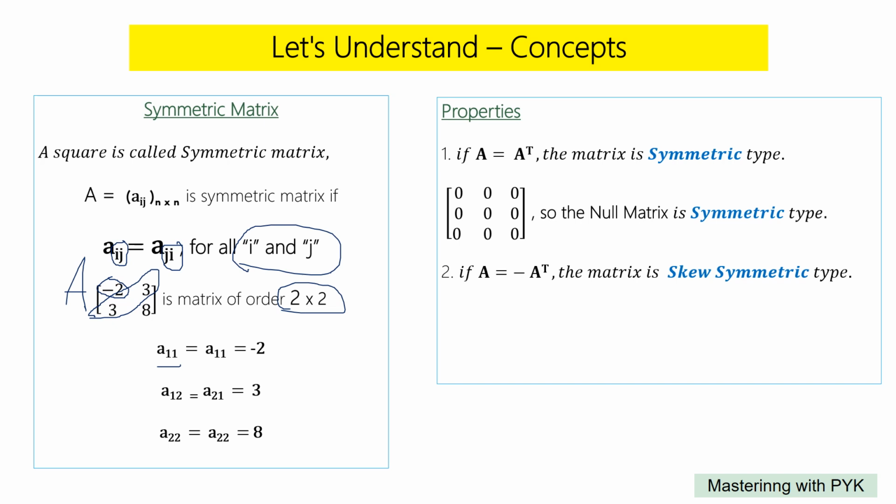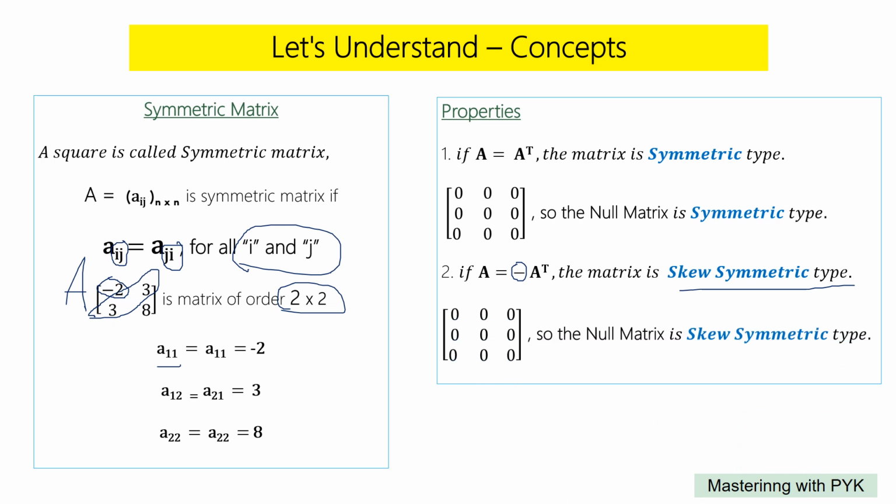Then yes. If A transpose is the negative of the original matrix, or the original matrix is the negative of A transpose, then it is called a skew symmetric matrix. So even a null matrix is a skew symmetric matrix.